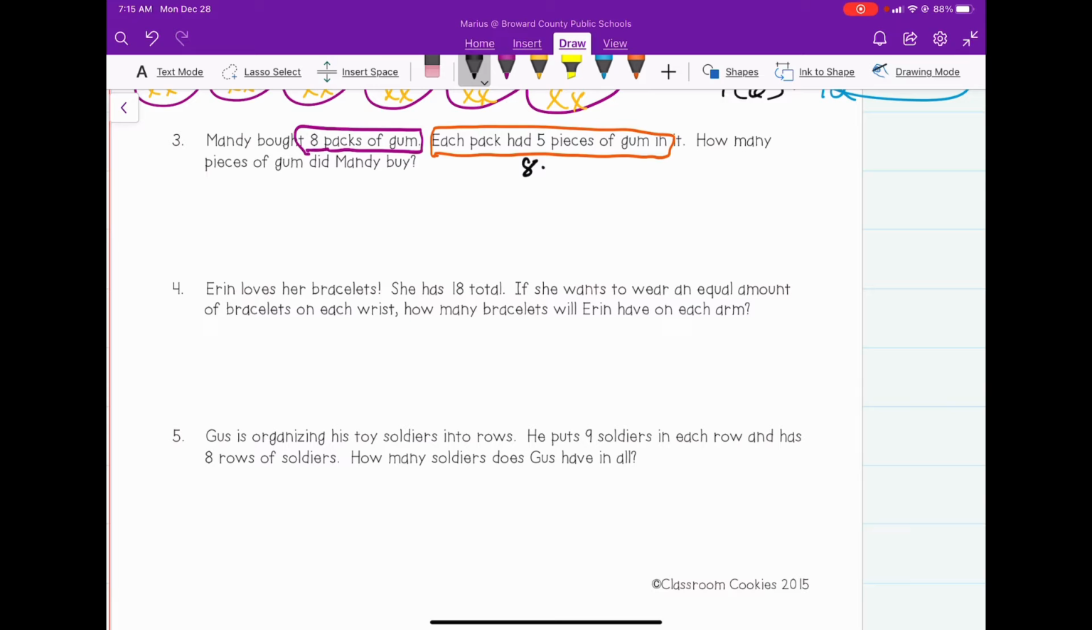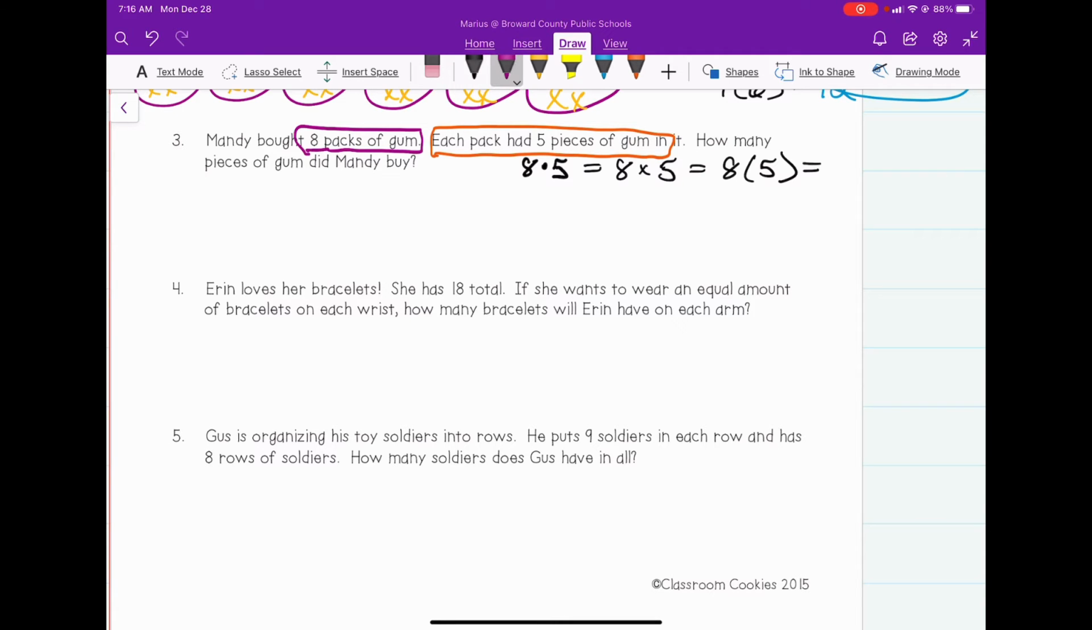We can say 8 times 5, or we can say 8 times 5. Oops, it should be 5, not 4, sorry. So now that we wrote out our multiplication sentence, well, part of the sentence, we need an answer. Now we're going to go ahead and find the answer.